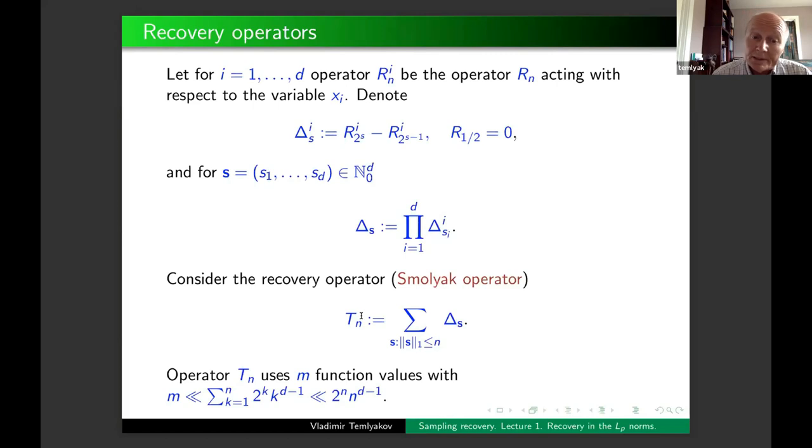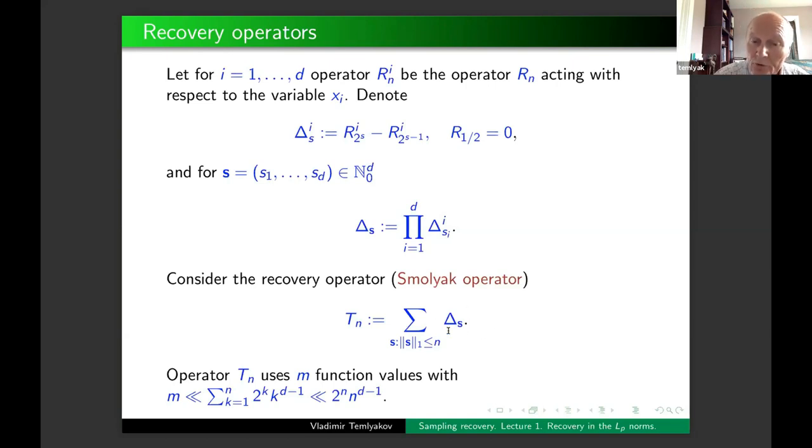This Smolyak idea can be applied not only to this specific recovery operator, but more or less to any univariate operator. And it works in some other cases. For instance, if you take as Rn just a partial sum, that will be very convenient, but it was known before; Smolyak and Mityagin used that kind of operators. They turned out to be very good for approximation of functions with bounded mixed derivative.